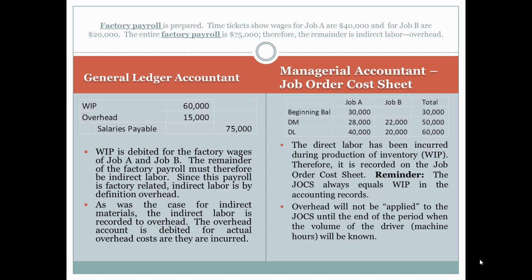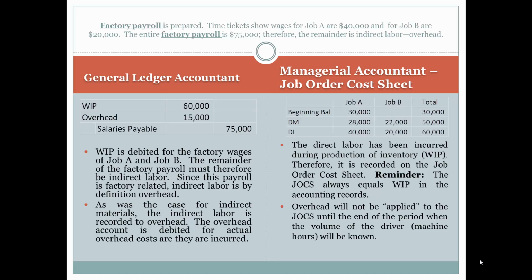As with the case for indirect materials, the indirect labor is recorded to overhead. The overhead account is debited for the actual overhead costs as they are incurred. And we see now that we had a $60,000 recordation of direct labor to work in process. We said that work in process mirrors the job order cost sheet, and the job order cost sheet mirrors WIP. So we see direct labor for job A, direct labor for job B, and the total, which equals the total in WIP for direct labor.